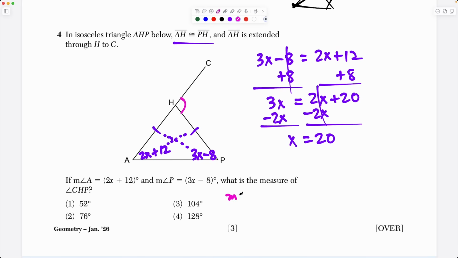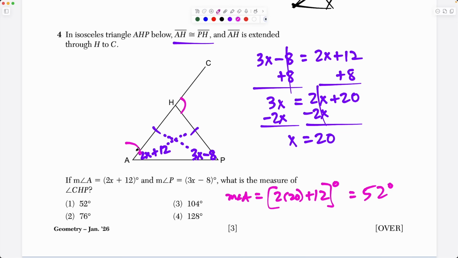So the measure of angle A is now equal to 2 times 20 plus 12. And we're talking about the measure of angle A in degrees. So that's going to give us 2 times 20 is 40, and 40 plus 12 is 52. So the measure of angle A is going to be 52 degrees.